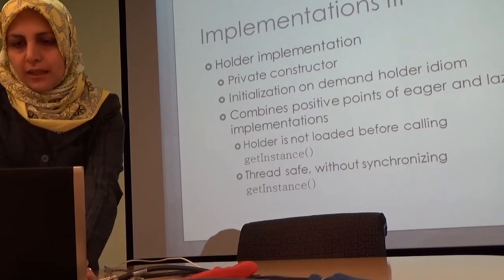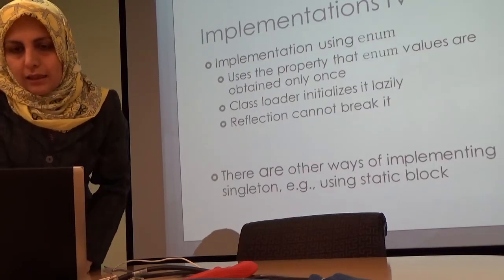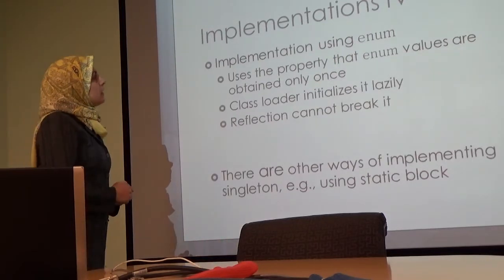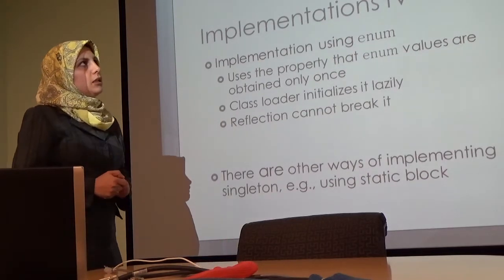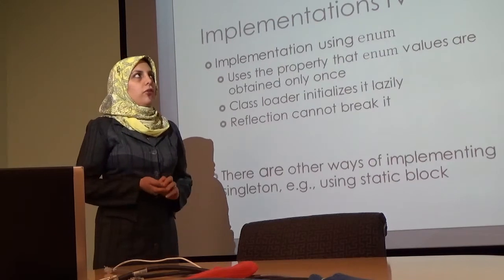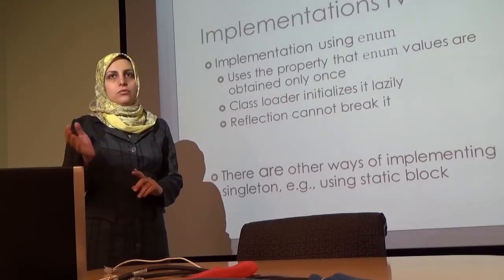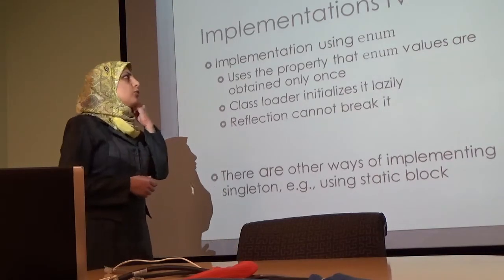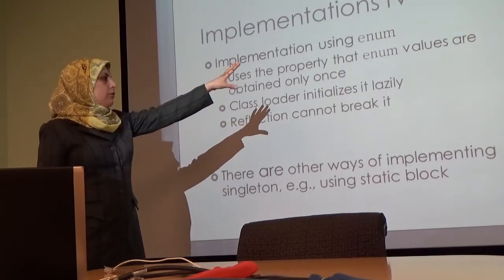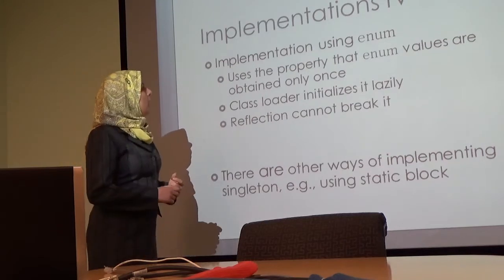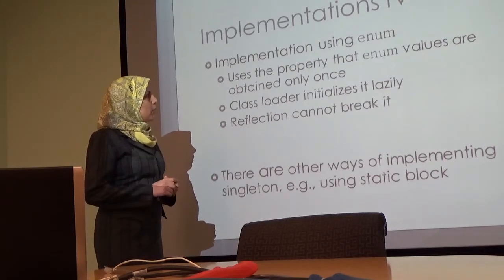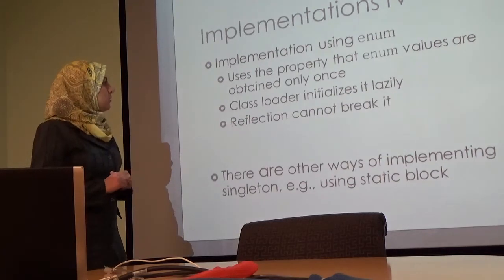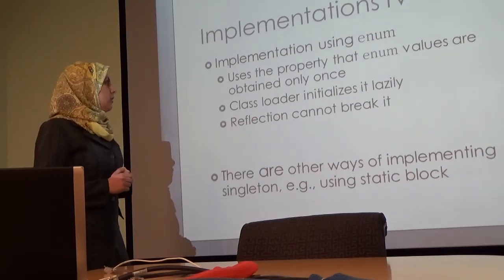Okay, so this was the third way of implementing this, and then the fourth way is implementation using enum. This implementation works only in Java after Java 5. Before that, you can't write it this way. You won't have this way of using enum. And then it uses the property that enum values are obtained only once. That's what makes it singleton.